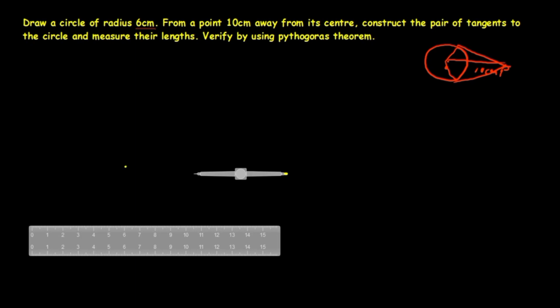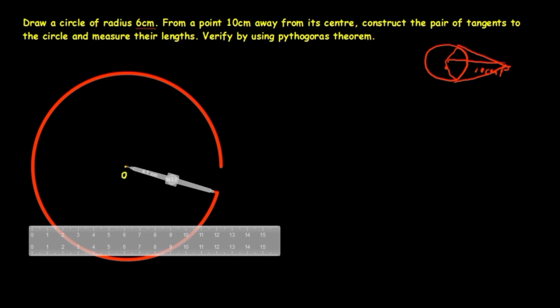Now I am going to take the center of the circle as O. Now the needle of the compass I am placing at point O, that means the center O. Now, as I have already set the compass to 6 cm radius, I am drawing the circle with the 6 cm radius.